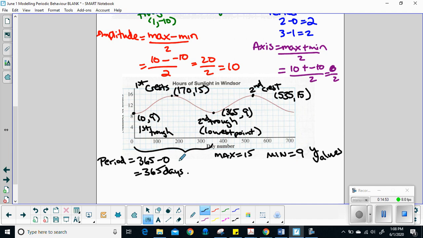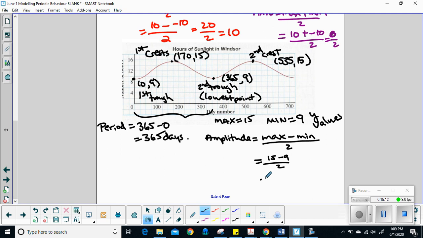So now I can figure out my amplitude. So that's going to be my maximum minus my minimum divided by 2. So 15 minus 9 divided by 2, what does that equal? 6 over 2, so 3. So my amplitude is going to be 3.